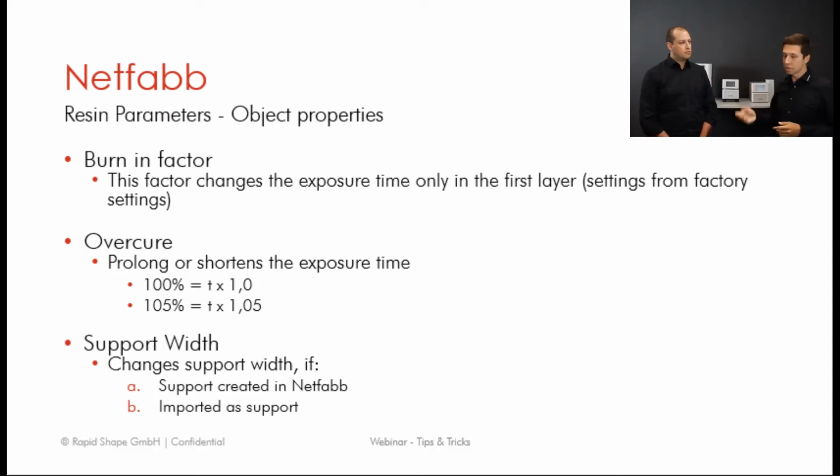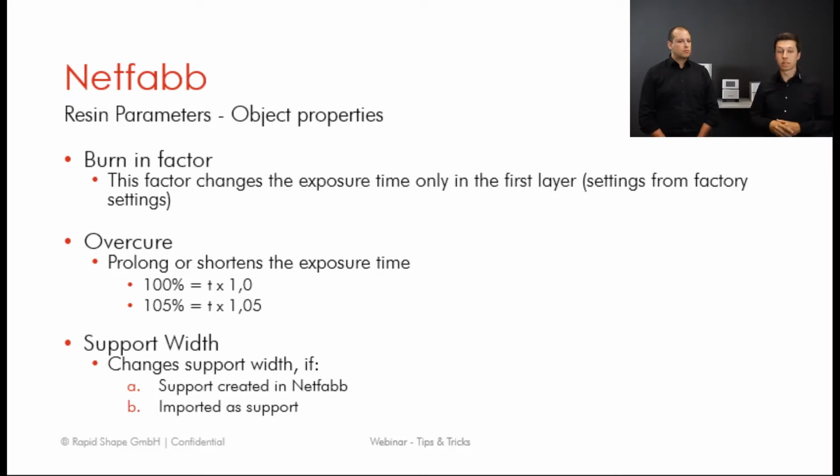Another option is the overcure. The overcure prolongs or shortens the curing time for each layer. So if you're using overcure, the print will take longer. You will have more energy for each layer, so maybe the part will be stronger. It might also be a little bit bigger, so be careful. Changing this factor might result in different results than expected, but you should know about this option and what is going to happen there.